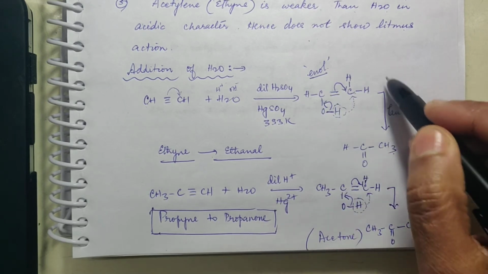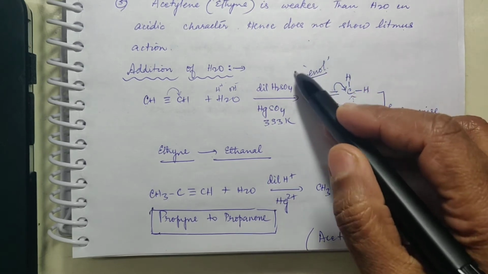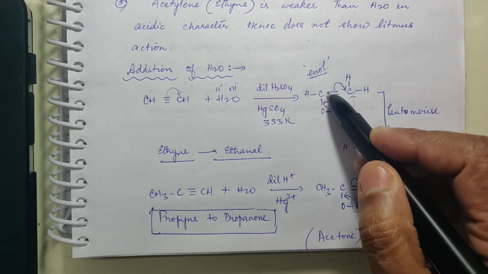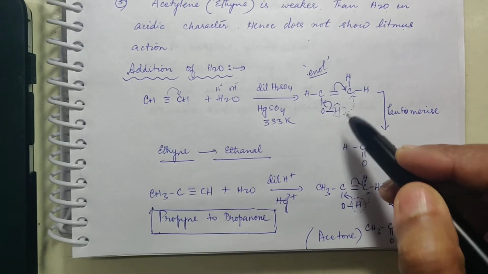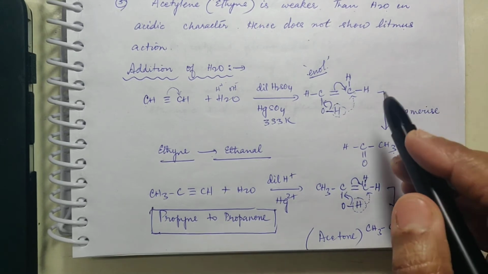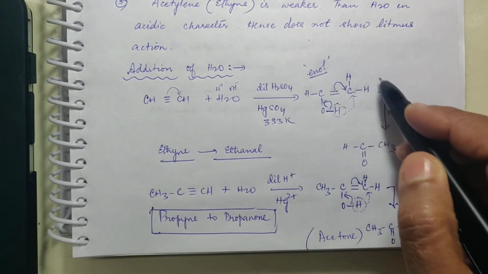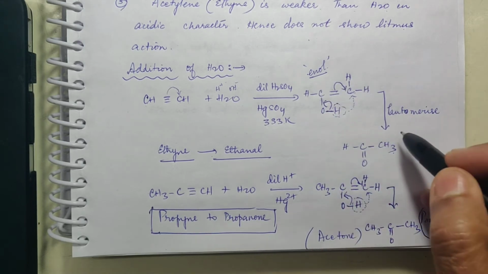Now this particular molecule, what is it called? It is called an enol. Why is it an enol? Because there is a double bond as well as one OH group. For the OH group the suffix is -ol, so you call this an enol. Now this enol is going to rearrange itself. It is going to tautomerize.